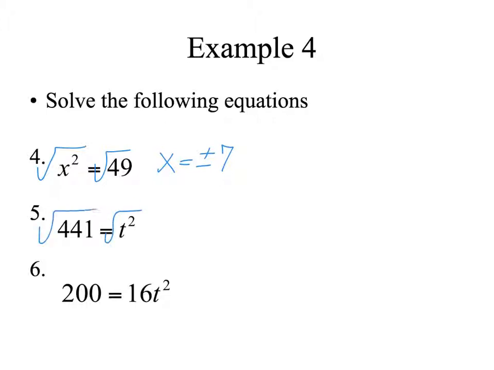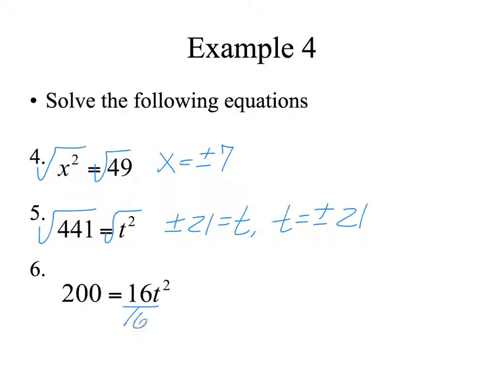So the square root of 441 and the square root of t squared, positive or negative 21 equals t. You can write this as t equals positive or negative 21. It makes no difference how you write your answer.